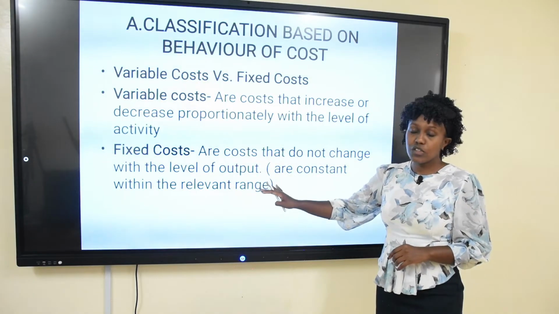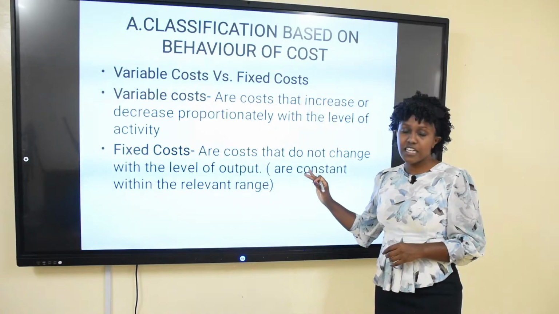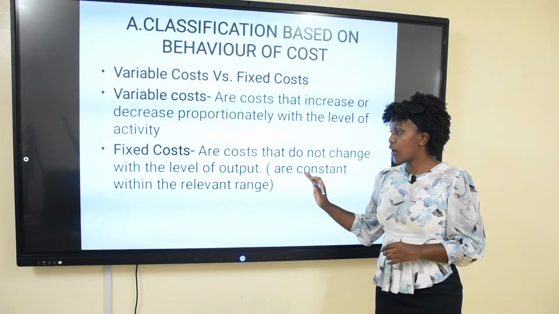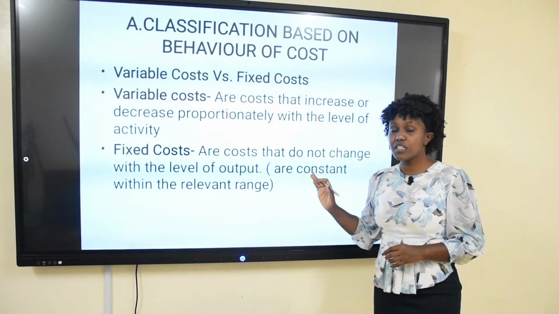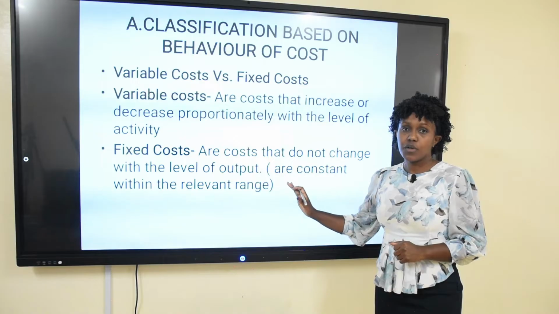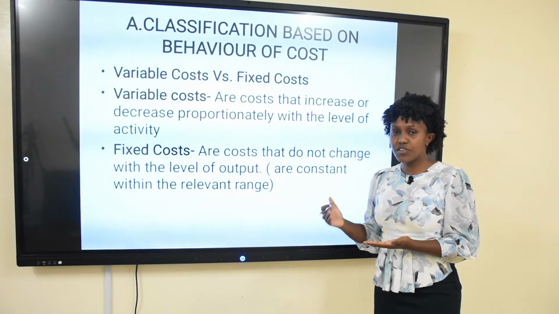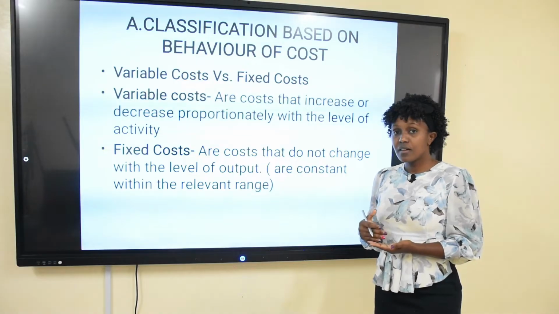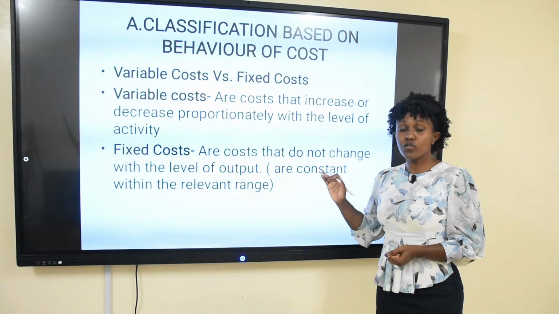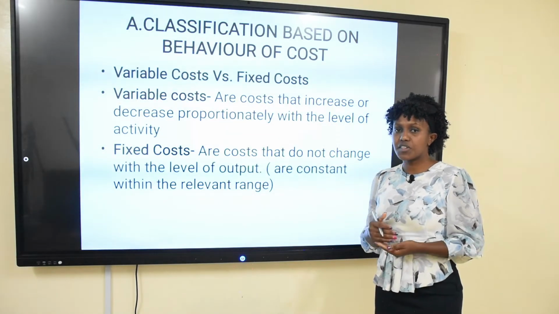While fixed cost, on the other hand, from the word fixed, these are costs that are constant. They do not change with the level of output. Now, it is important that we note that in the definition of a fixed cost, we have to say that the cost is fixed within a certain relevant range. So again, that would mean that fixed costs are constant or do not change with the level of output within a relevant range.